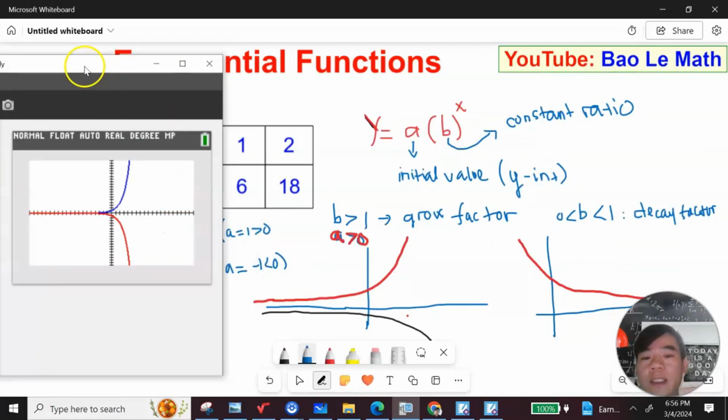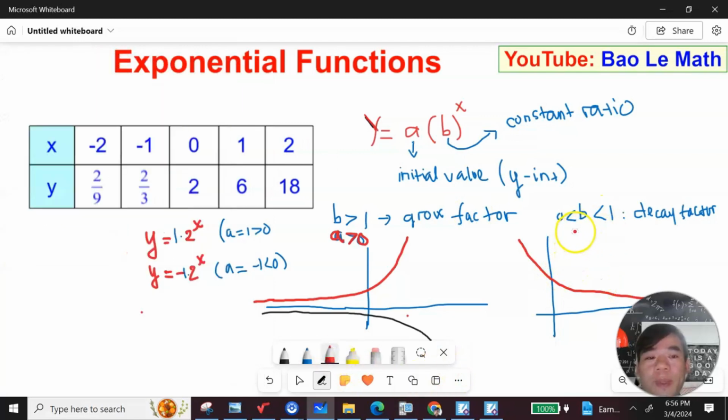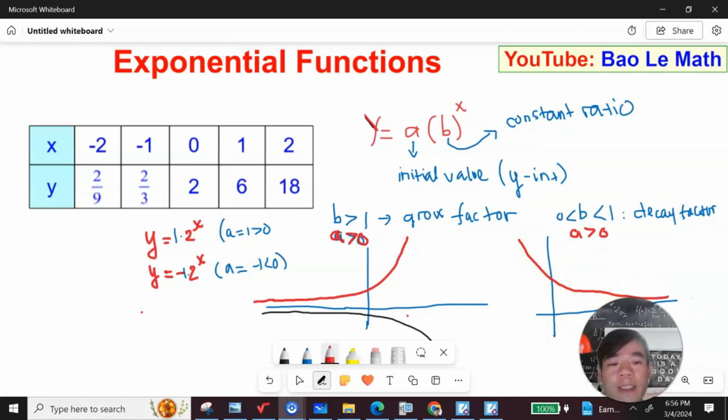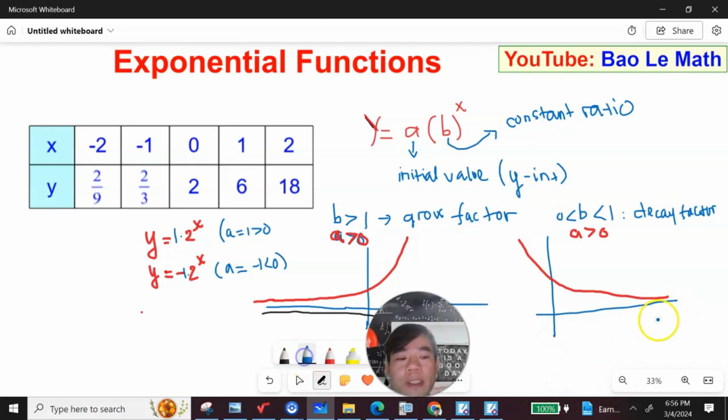Now we're going to check this one. For this one, a is positive, so it's above the x-axis. If a is negative, it's below the x-axis. So it's going to be like this, and if it's negative, it's going to be like this.